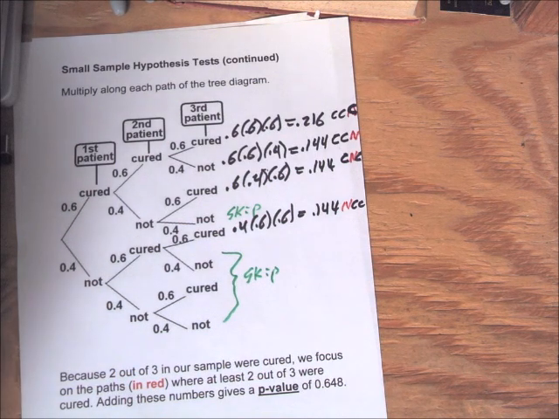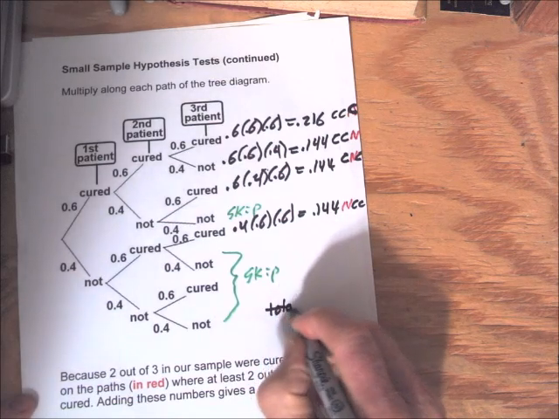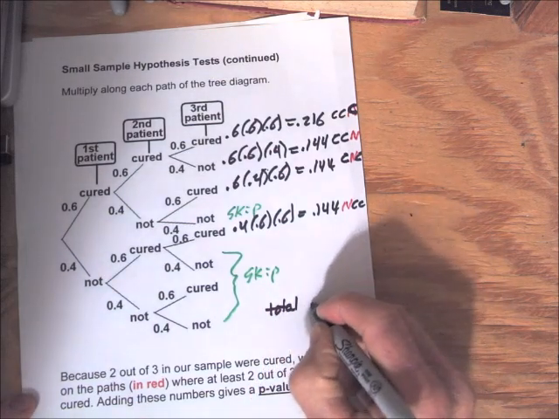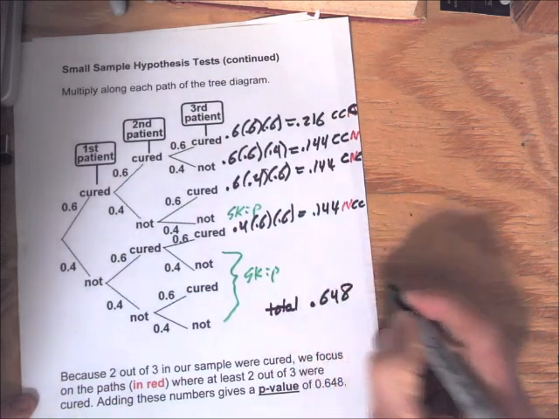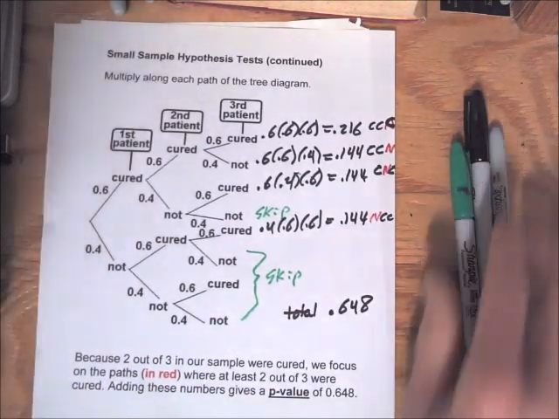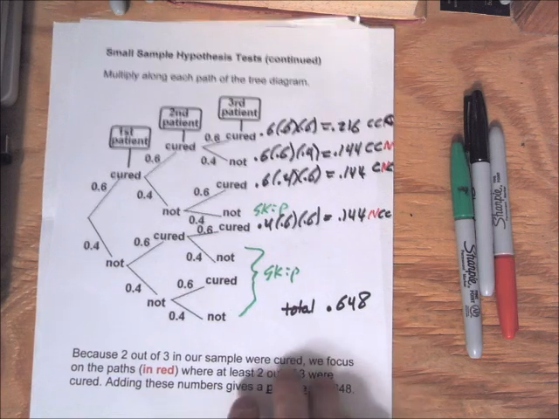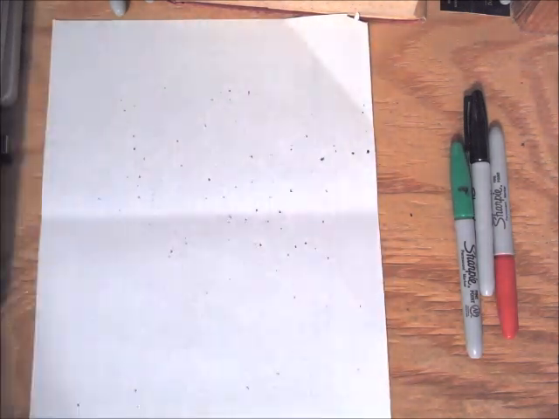So if we add those up, we get a p-value of 0.648. Okay, so that's not enough evidence to reject H0. Our p-value is more than alpha, so we have not enough evidence.